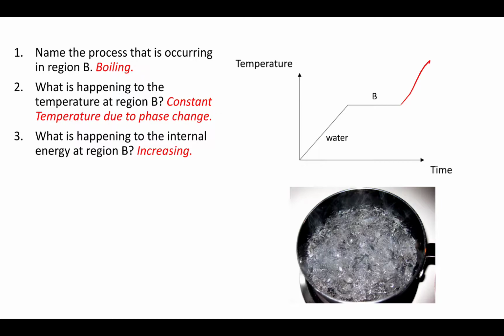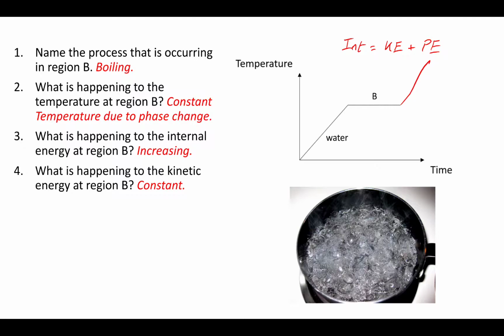So if you remember, the internal energy is equal to the sum of the kinetic energies plus the sum of the potential energies. We covered that a couple of lessons ago. So if at region B we undergo a phase change, the internal energy will increase.